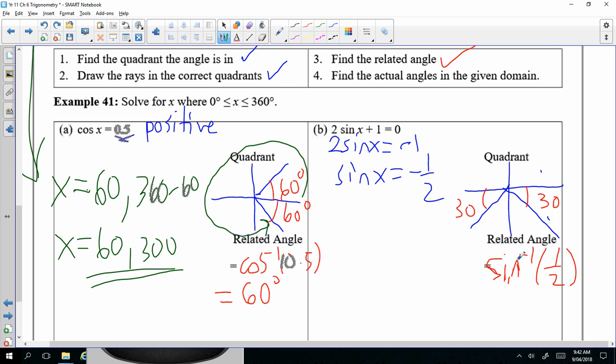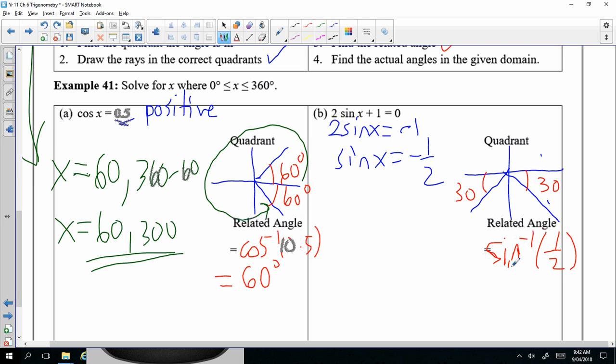So start from here. Third quadrant, you do 180 plus 30. Fourth quadrant, you go around like this: 360 minus 30. Like that. So which means your final answer is 210 degrees and 330 degrees.